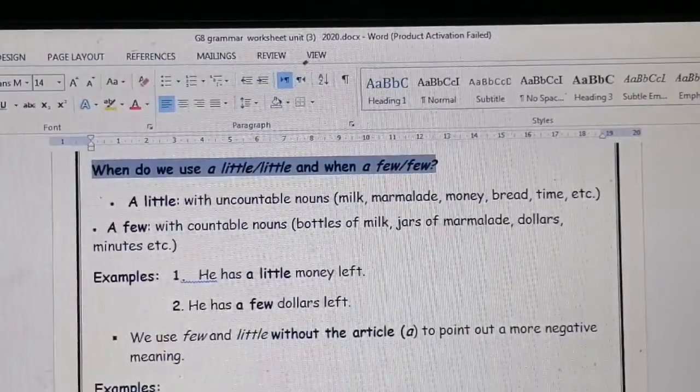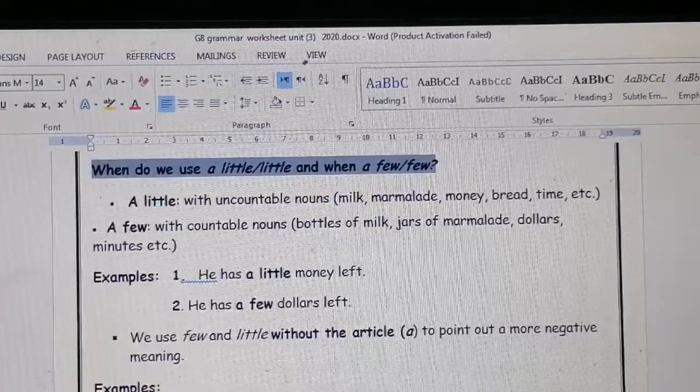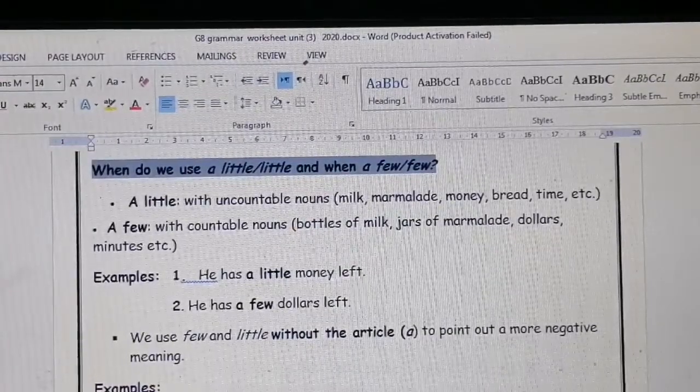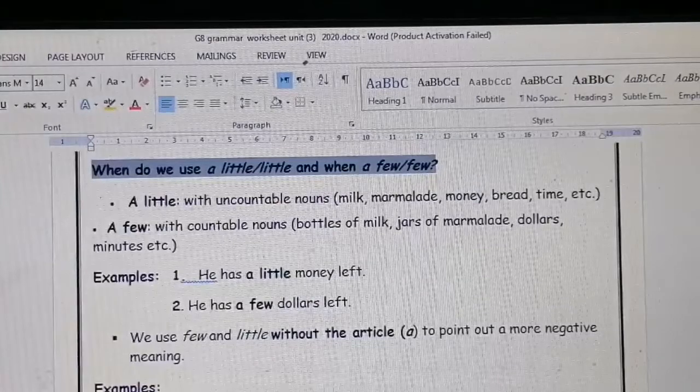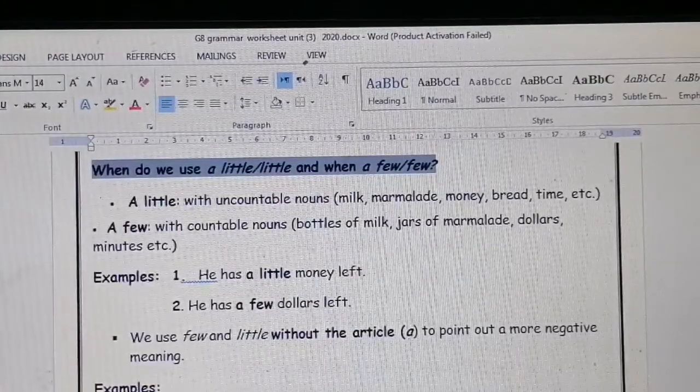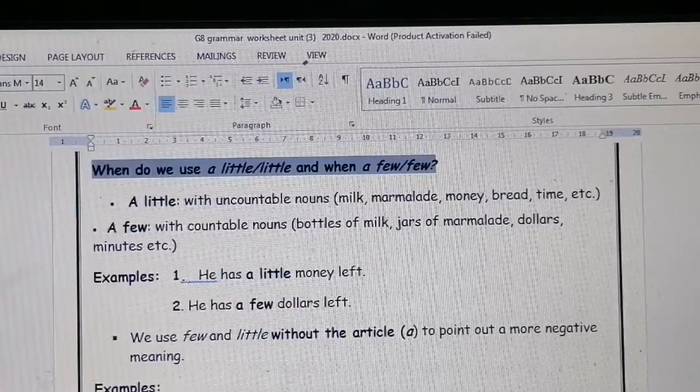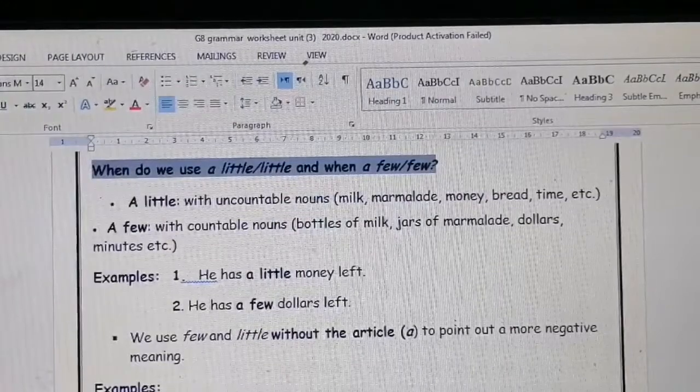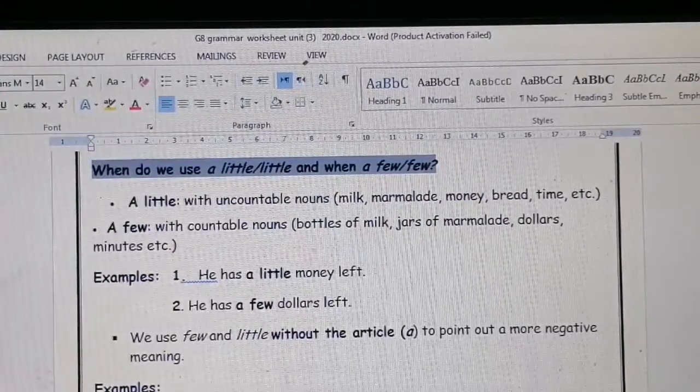Look at me here. We are going to see what is the difference between a little and a few. Look at this note. We use few and little without the article a to point out a more negative meaning. What do you say that? We said from the beginning that a little and a few, we use them with small quantities.